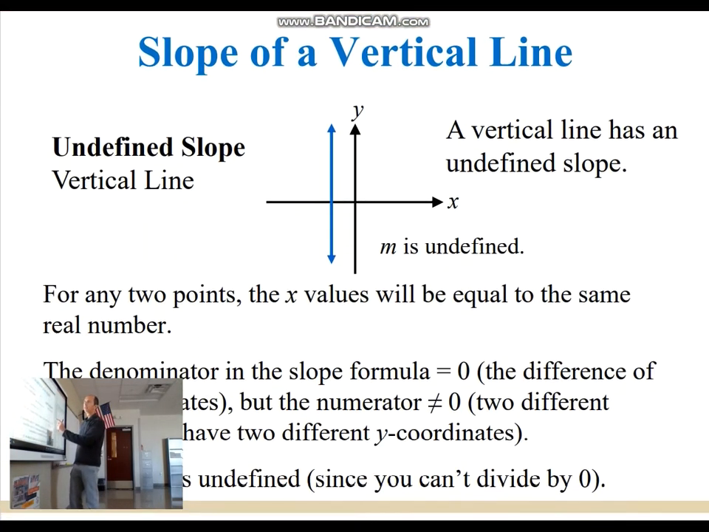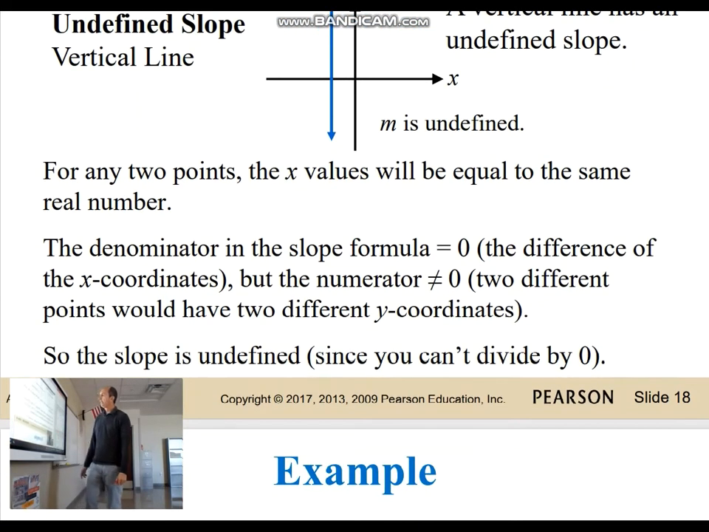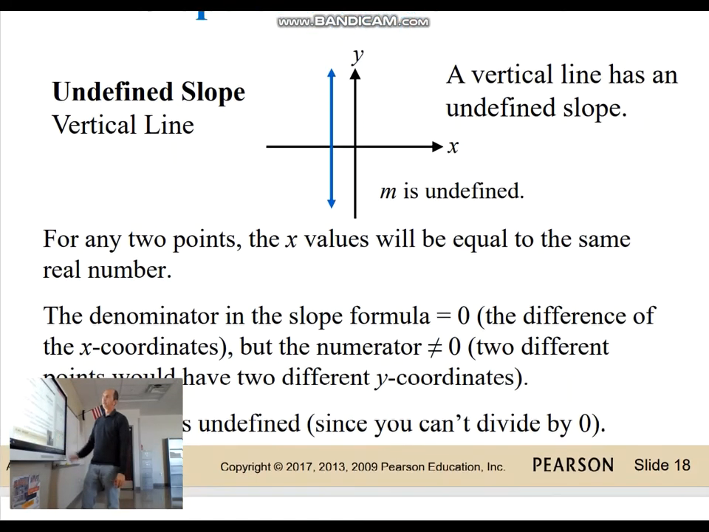Look at the explanation here. For any 2 points, the x values will be equal to the same real number. The denominator in the slope formula is equal to 0, but the numerator is going to be different from 0. So the slope is undefined for any vertical line.